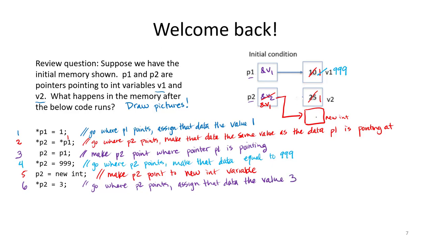In this case, p2 is now pointing at our shiny new int. So in this case, that new int will be assigned the value 3. Notice in this case, nobody is pointing to our variable v2 anymore. So that variable v2 is no longer being pointed at by any of our pointers. So hopefully this was a helpful quick review for everyone. And by now you should be very comfortable following examples like this and visualizing what is happening.